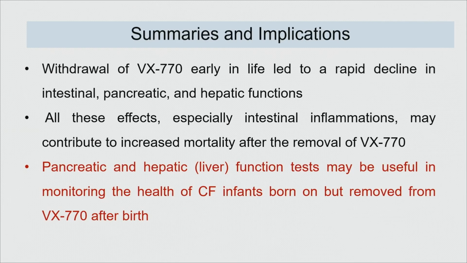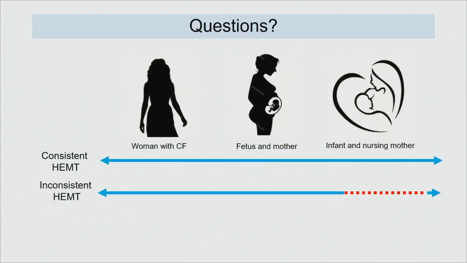In summary, the withdrawal of VX-770 early in life leads to rapid decline in intestinal, pancreatic, and hepatic functions. All these effects, especially the intestinal inflammation and the lung and liver function, may contribute to the increased mortality after the removal of VX-770. Pancreatic and hepatic function tests may be useful in monitoring the health of CF infants born on but removed from the VX-770 after birth.